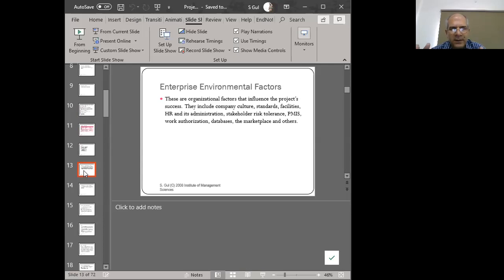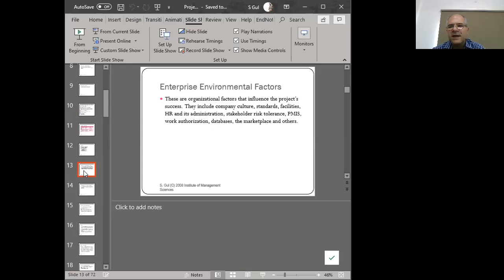One is the enterprise environmental factors, right? We have to take these into consideration all the time. Now, what do we mean by enterprise environmental factors? Well, these would include the culture of the organization. What do we mean by the culture? Well, is it a sort of a closed culture? Is it an independent culture? Is it an autocratic culture? Is it a bureaucratic culture? You know, what kind of a culture is it?